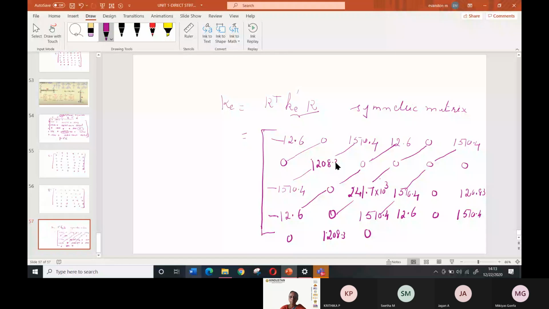Okay. Then this value. So this is correct. This value is correct. Diagonally. So this is a diagonal. No, this is a diagonal. Upper diagonal will be equal to lower diagonal.